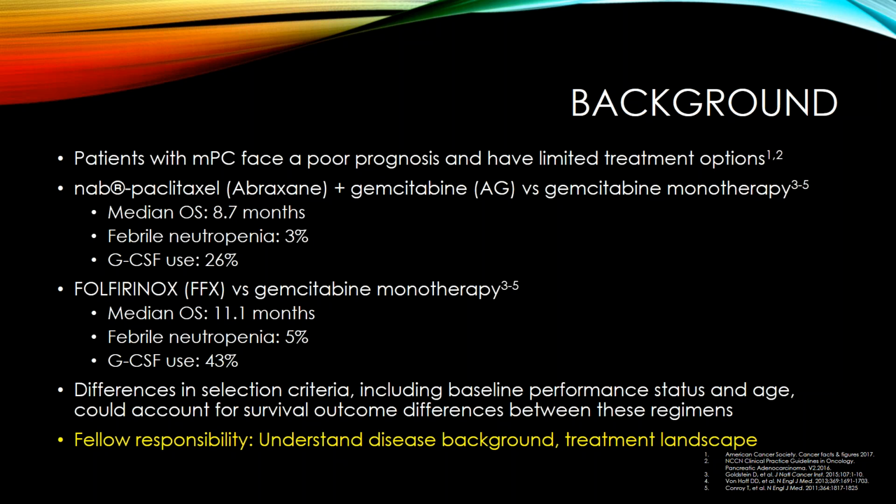Both of these treatments, AG and FOLFIRINOX, were compared in separate phase 3 trials against the current standard of care, which is gemcitabine monotherapy. If we compare how both these treatments did in their phase 3 trials, we can see numerically FOLFIRINOX has a higher median overall survival at 11 months, but also has a higher incidence of febrile neutropenia and GCSF, granulocyte colony-stimulating factor, used to treat patients for their febrile neutropenia.